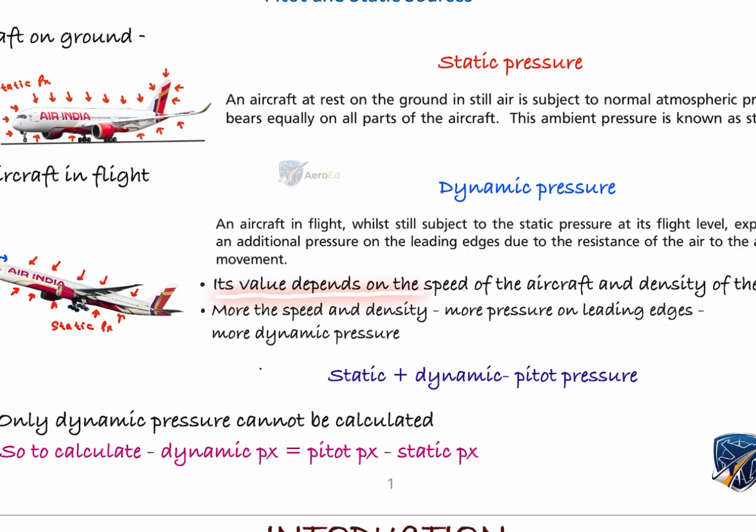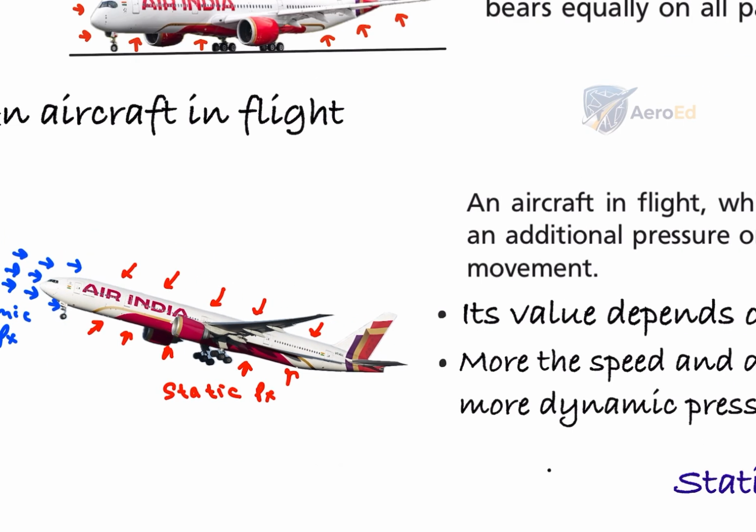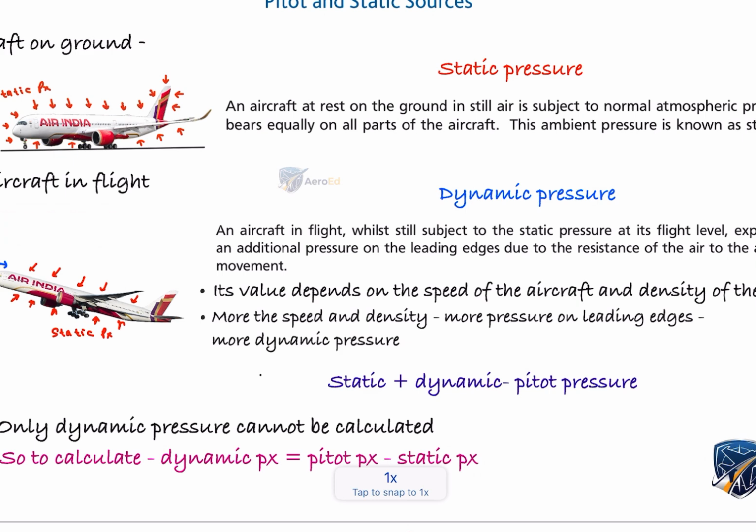Here it is written that dynamic pressure value depends on the speed of the aircraft and the density of the air. So let's see how. It is very obvious that when we increase the airspeed of the aircraft, more molecules will hit the leading edges of the aircraft, which will cause an increase in the dynamic pressure. Similarly, when the density of the air increases, more air molecules will hit the leading edge of the aircraft and will cause an increase in dynamic pressure. So the more the speed and density, the more pressure on the leading edges, the more the dynamic pressure.